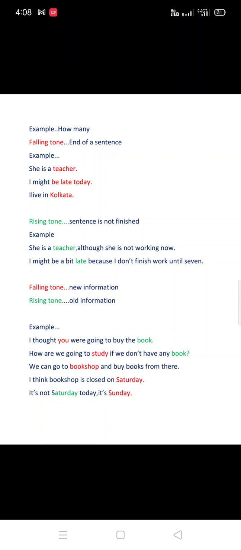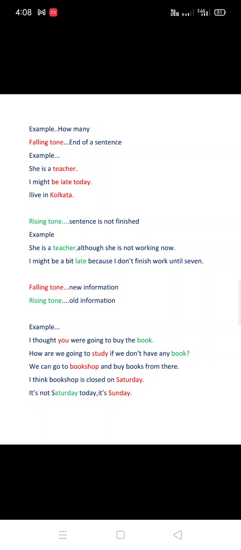So here, in the first sentence, you have to imagine that book is already mentioned. So book is an old idea here, so we used rising tone. Then, you here is a new idea or new information. So that's why we are using falling tone here. In the second sentence, book is an old idea, study is a new idea or new information. In the third sentence, again, bookshop is a new idea. And in the fourth sentence, Saturday is a new idea.